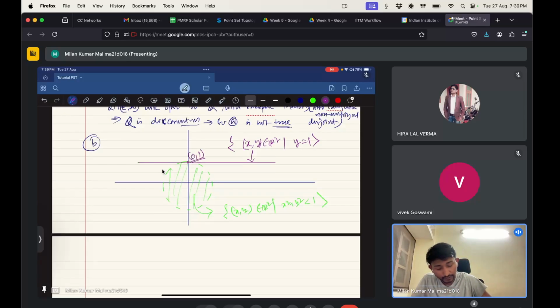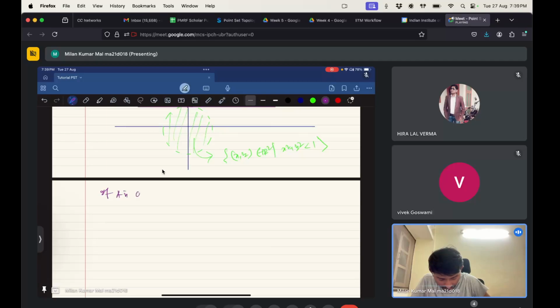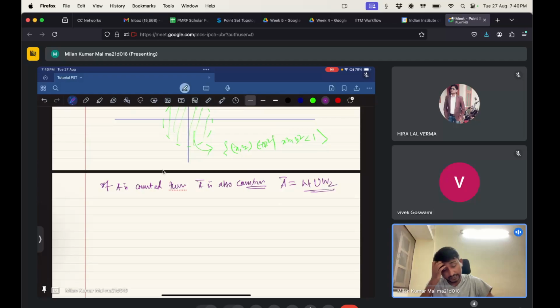So we know that if A is connected, then A closure is also connected, right? Because if A closure is not connected, if I write A closure equals W1 union W2, and W1 and W2 are two open sets, then A can be written as W1 intersection A union W2 intersection A. Now obviously these are non-empty, as W1 and W2 are non-empty open subsets of A closure.